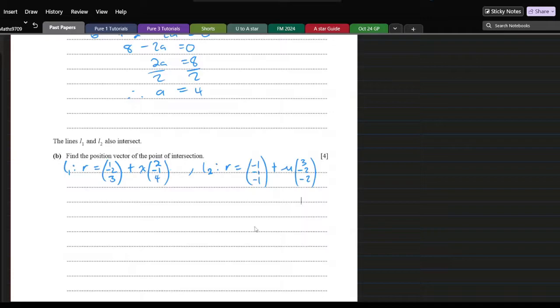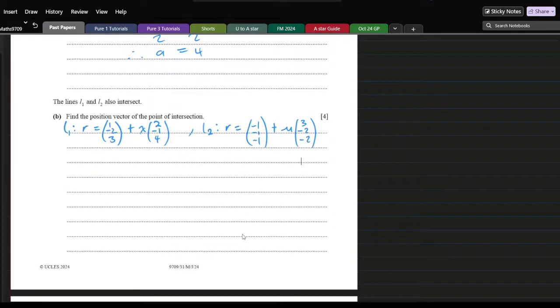Okay, and we have been told that these two lines intersect and we want the position vector of the point of intersection. So if you have two lines and you want their point of intersection, you solve simultaneously. So that's what we're going to do.